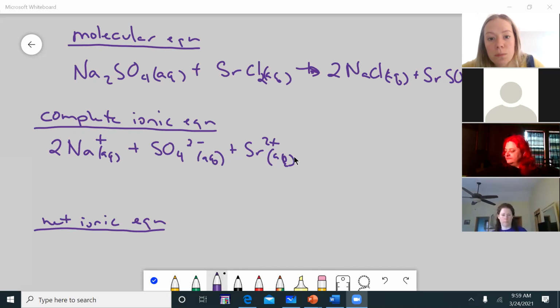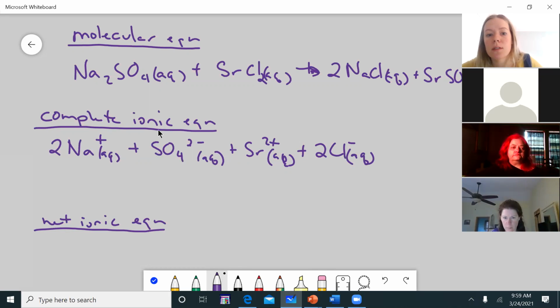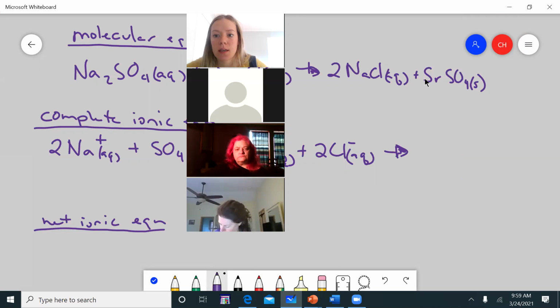All right, strontium is a 2+, and 2 chlorines with a minus charge, and these are also aqueous. So this is what we have going on. We have 2 sodiums floating around, 1 sulfate ion floating around, a strontium, and 2 chlorines. Now these things are going to bump into each other, and my potential products are sodium chloride and strontium sulfate, which is the solid.